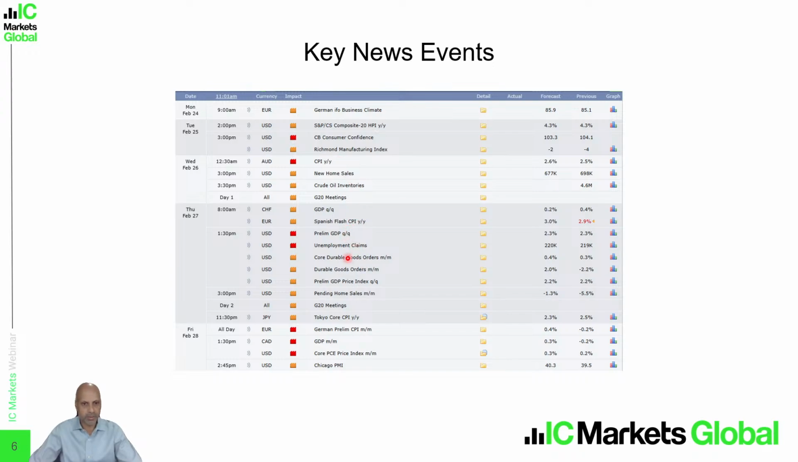We also have GDP data for Switzerland, as well as Tokyo Core CPI for Japan. Of course, US GDP coming out on Thursday, 1:30 p.m. And finally on Friday, not only do we have the PCE price index, we also have GDP data for Canada and CPI data for Germany as well. So quite a few things going on besides the three events that I had highlighted.